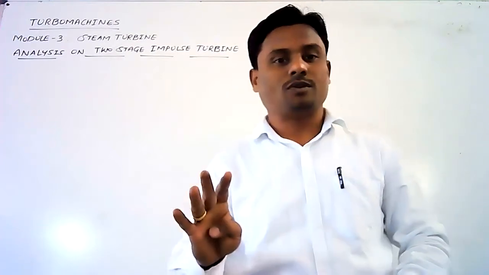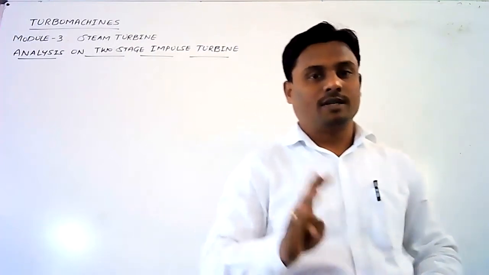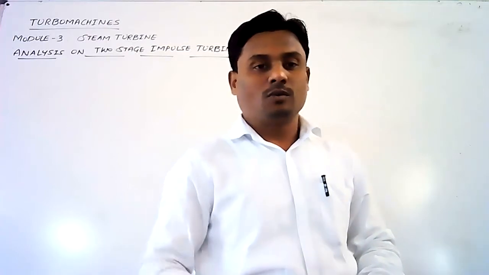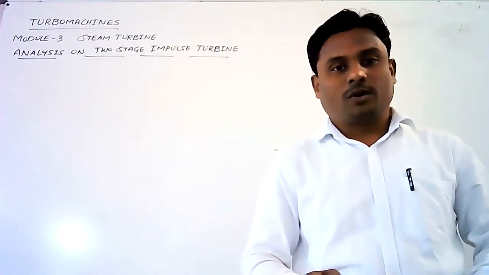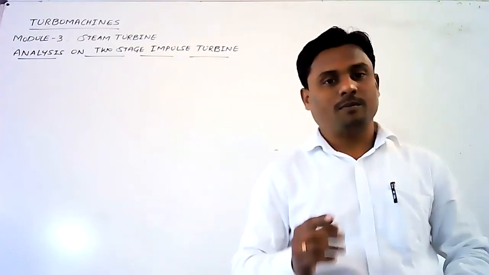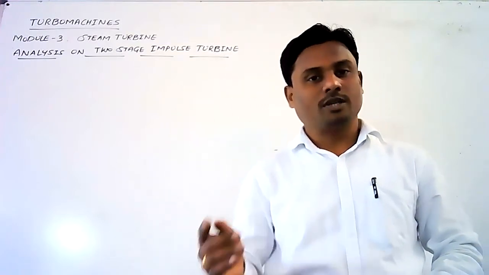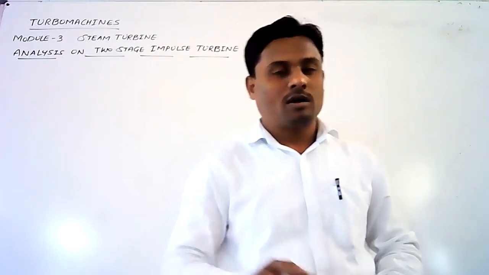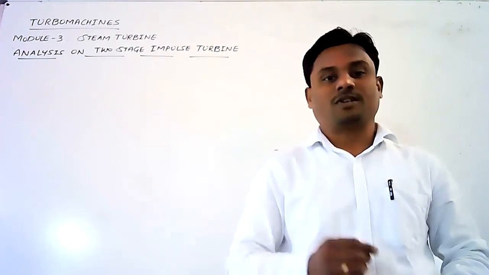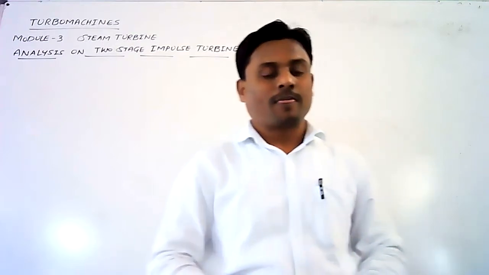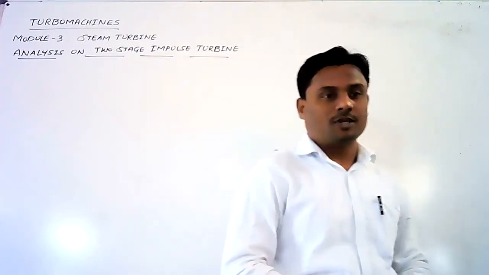Out of these 4 questions, you will get a question for 8 to 10 marks. As far as numericals are concerned, you can get either a numerical on a single stage impulse turbine using the graphical method, or a numerical on a two-stage impulse turbine using the graphical method, or a numerical on a 50% reaction turbine or Parsons turbine. Okay, so let's start our lecture.